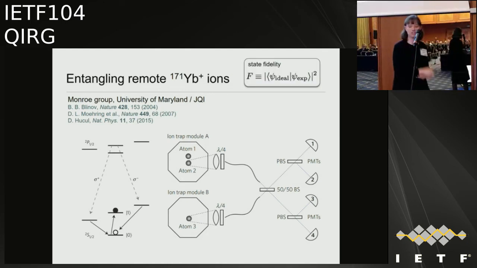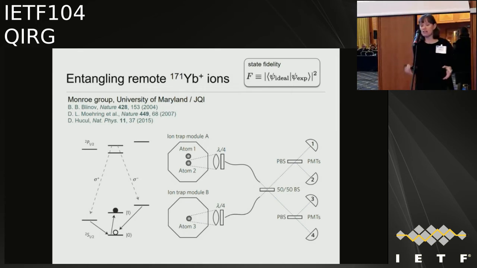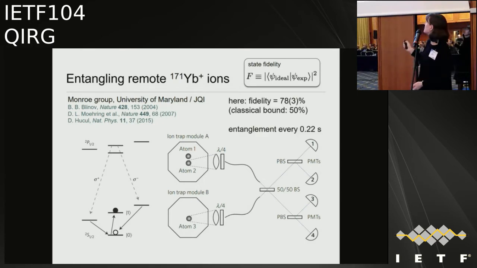And Rod already mentioned this idea of a state fidelity. Again, from a linear algebra point of view, you can just think about that as a projection. So in this bracket notation, they're multiplying the ideal state with the experimental state. And if it's perfect, if the experimental state is the ideal state, the fidelity is 1. There's a classical bound of 50% for these. So they're not perfect, but they have really clearly non-classical states.